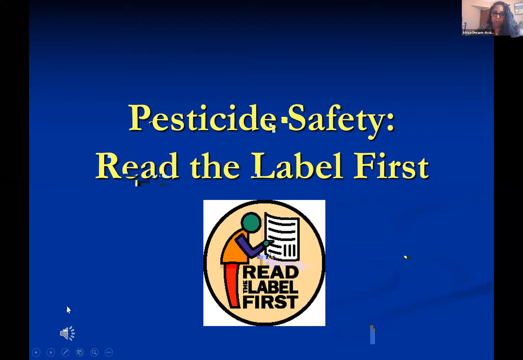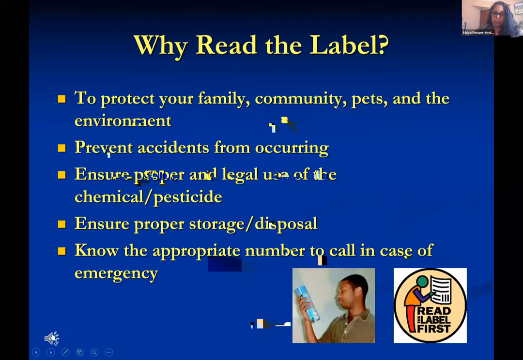Questions on how to mix? Why is it important to read the label? To protect your family, community, pets, and the environment, to prevent accidents from occurring, to ensure proper and legal use of the chemical or the pesticide, to ensure proper storage and disposal of the pesticide, and know the appropriate number to call in case of emergency.